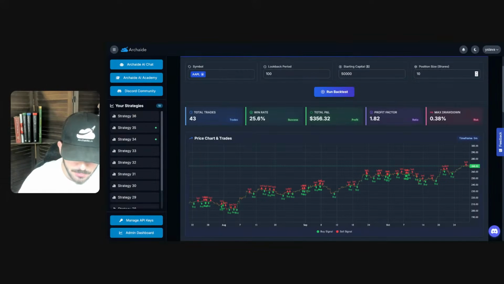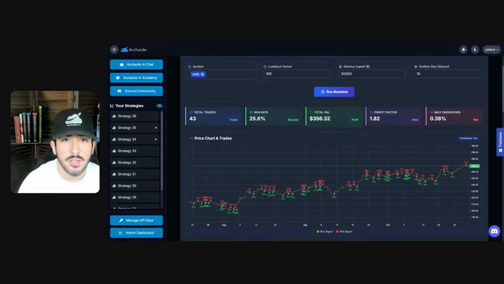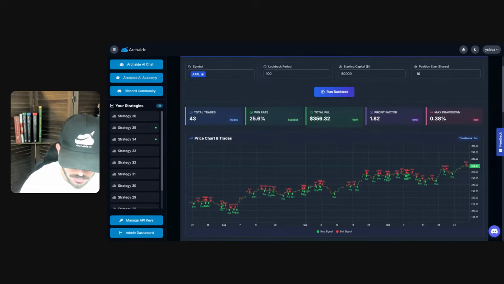So we had approximately $2,120 invested into Apple, and we made $356. So 356, I'm doing some math real quick, divided by 2,120. We made about 16.8% profit over that time frame.